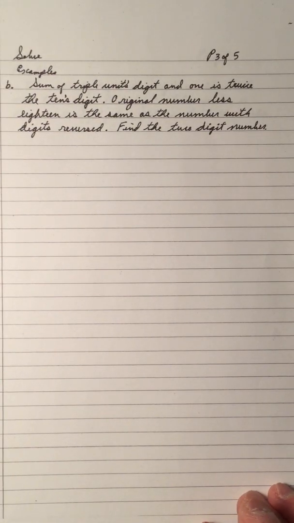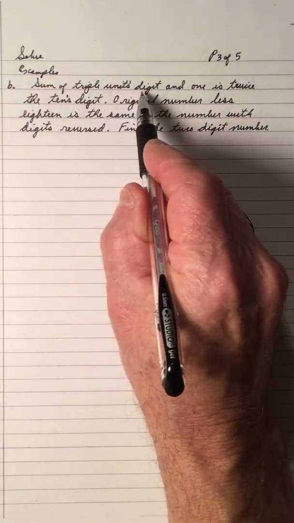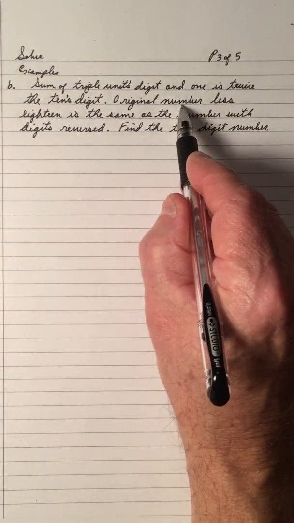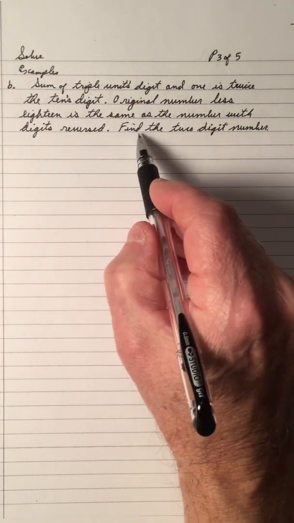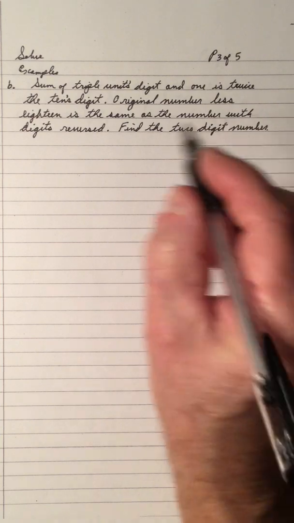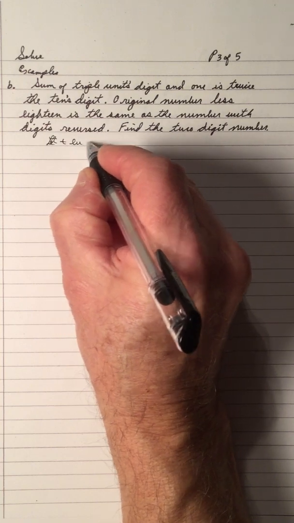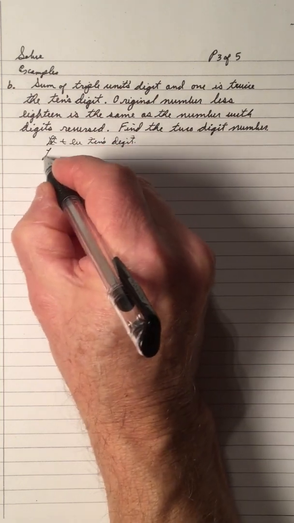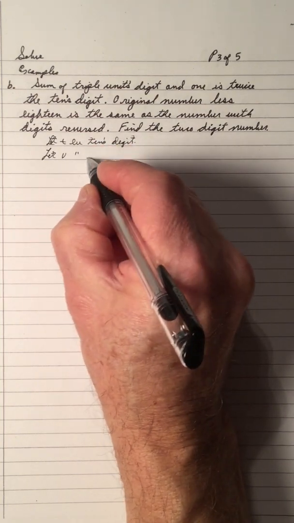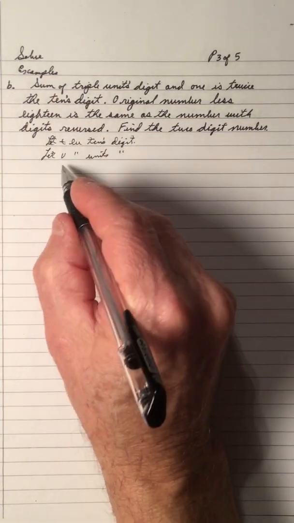Again, this is an example to illustrate how we're doing it. And we got the sum of triple the unit digit and 1 is twice the tens digit. The original number less 18 is the same as the number with the digits reversed. Find the two-digit number. Again, we have a two-digit number, so we'll let t be the tens digit, and we'll let u be the units digit. So we got t and u.